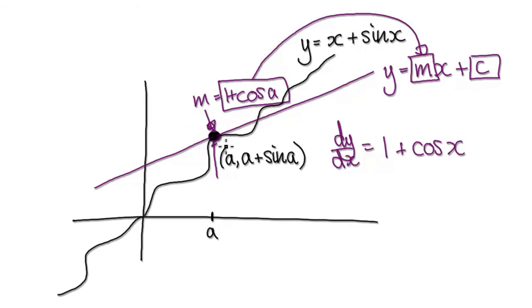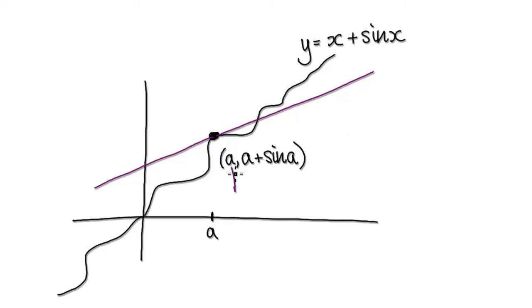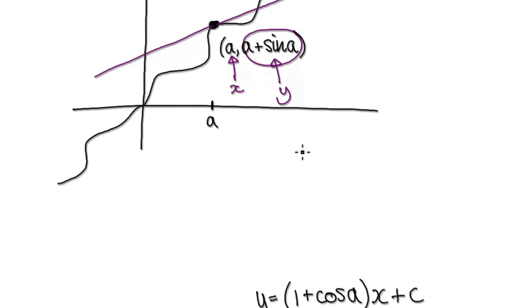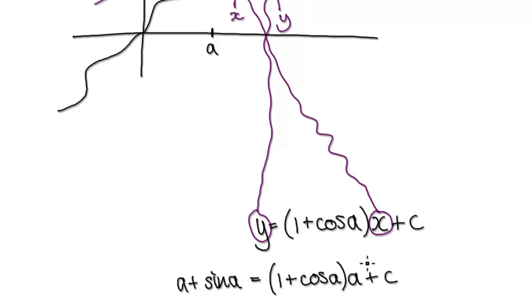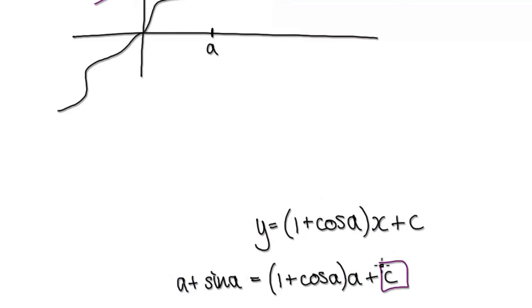It's right here. So this is our x coordinate and this is our y coordinate. We can now put this into the x and the y. So now put this a into the x here, so this x would become a, and this y here would become this thing here. So now we can work backwards to find c.